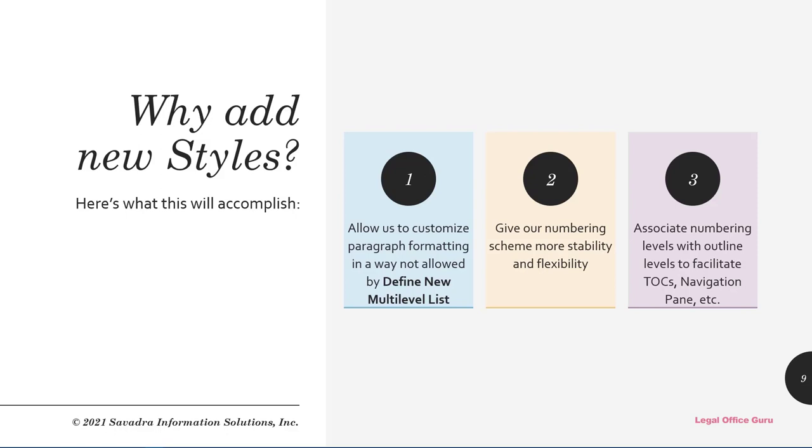Associating each level of our numbering scheme with a style will allow us to customize paragraph formatting, spacing between paragraphs, etc., in ways we cannot within the Define New Multilevel List dialog. It gives our numbering scheme somewhat more formatting flexibility and stability. Associate the appropriate numbering levels with outline levels that can then be pulled automatically into a table of contents or viewed in the navigation pane if either of those two functions is something the document needs.